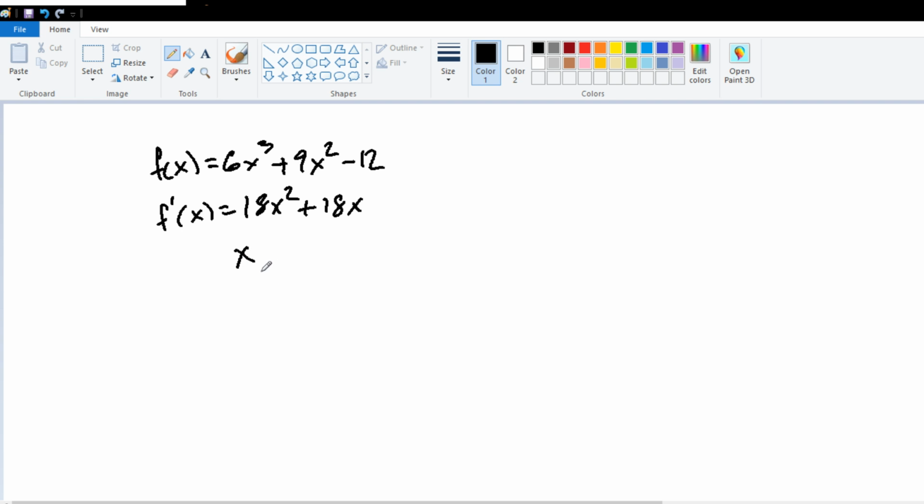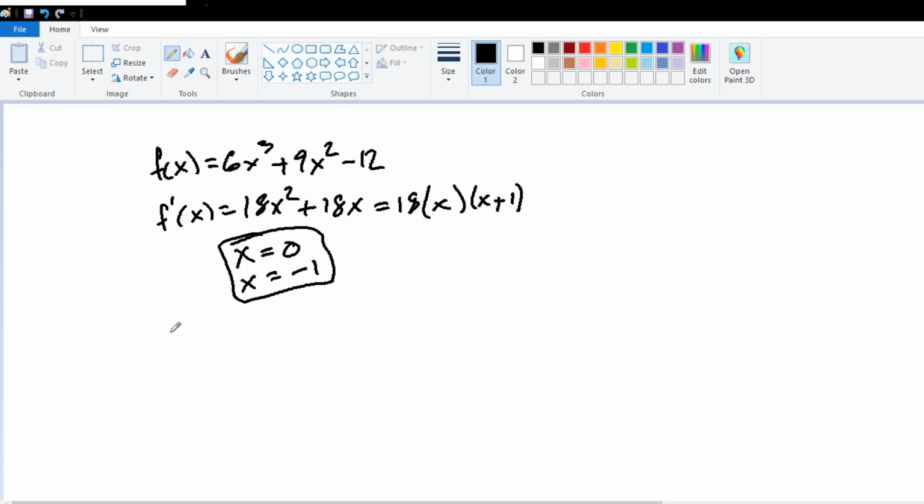Well, it's equal to 0 when x is equal to 0, because if I plug in 0, I get 0 plus 0. Or when x is equal to negative 1. When I plug in negative 1, I get positive 18 and negative 18. There can't be more than 2 roots because this is a degree 2 polynomial. So here are our critical points. We also, if we don't want to do this by inspection, can factor 18 times x times x plus 1. And this is where a 0 root comes from. That's where our negative 1 root comes from.